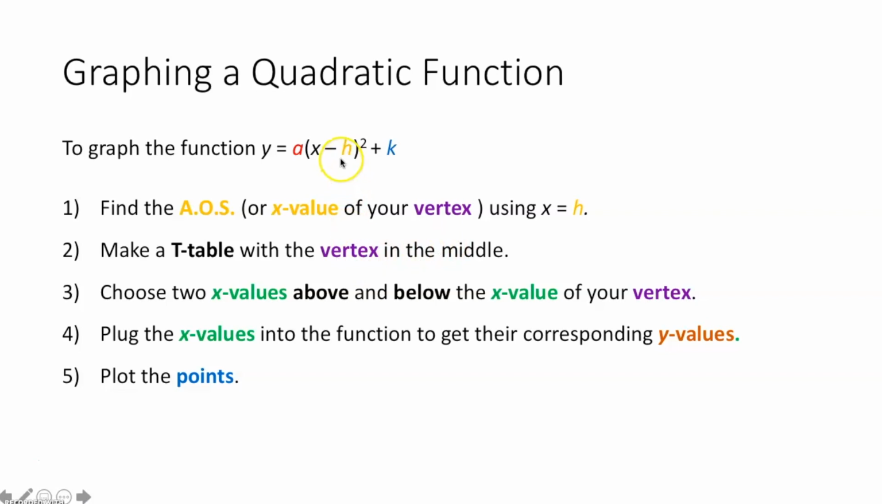Then you're going to make a t-table with your vertex in the middle. Your vertex, if you recall, is h, k. H is the x value of vertex, k is the y value of your vertex. You're then going to choose two x values above and below the x value of your vertex. So pick two x's above, two x's below, just like we did. We're going to take all of those x's, plug them back into the original function for x, simplify, and get the y values that go with them. Then we're going to plot those points.